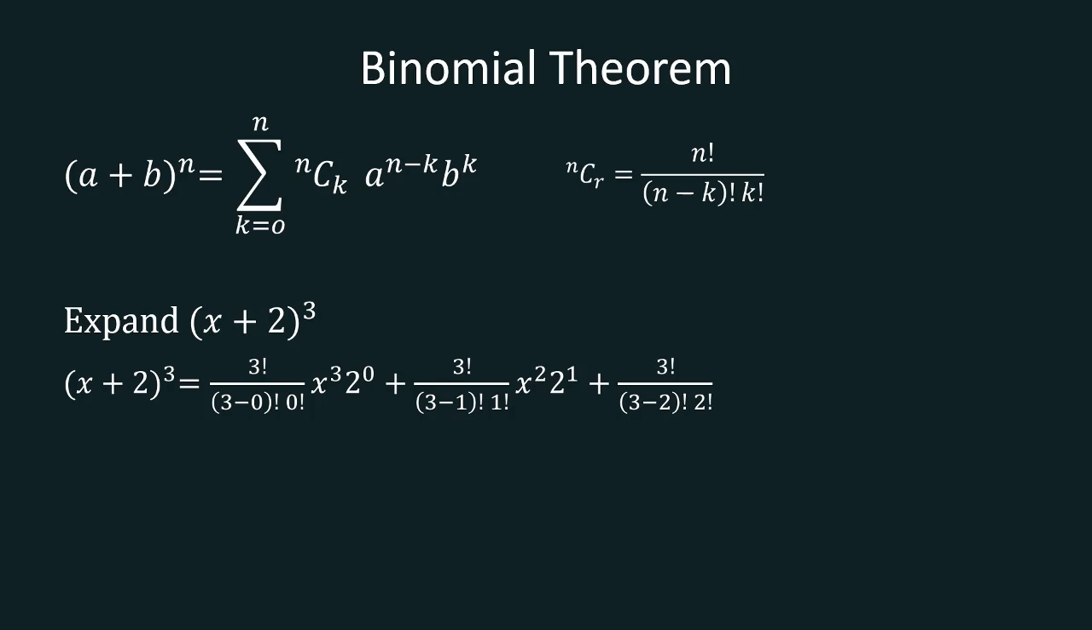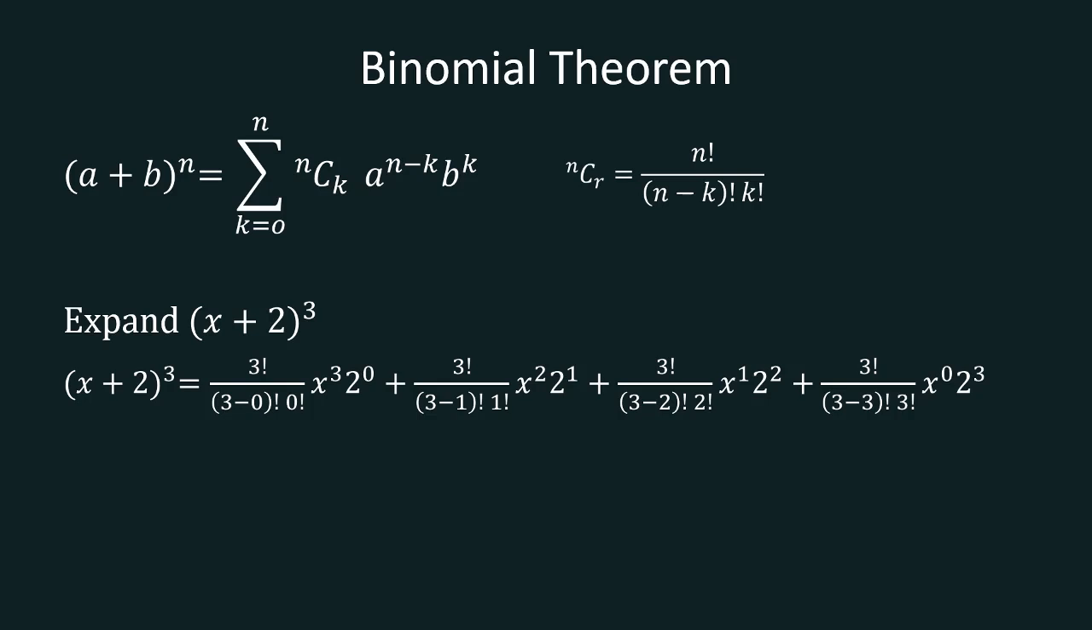Plus, we do the combination again, but this time our k has increased to 2. So we get 3 factorial divided by 3 minus 2 factorial times 2 factorial. Then our x, which is raised to the power n minus k, has now reduced to 1, and our 2 has now increased to a power of 2. Plus, we do this again, 3 factorial divided by, this time our k is 3, so 3 minus 3 factorial times 3 factorial. Then our x has reduced to a power of 0, and our 2 has increased to a power of 3.